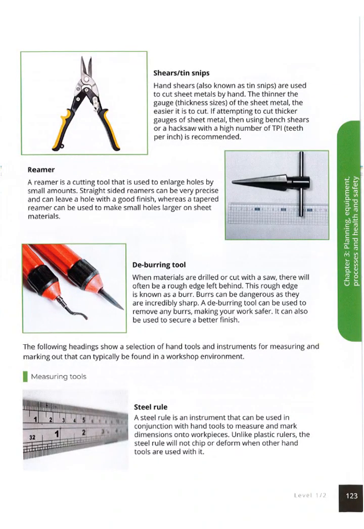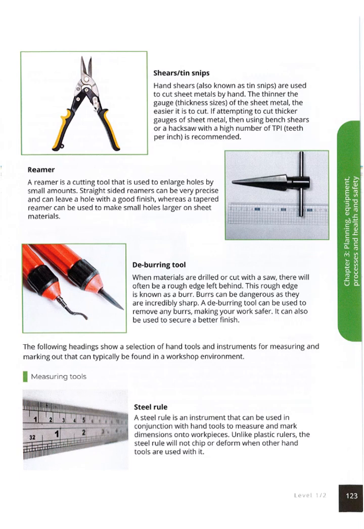Tin snips or shears, either or, I prefer calling them tin snips. So tin snips, also known as hand shears, are used to cut sheet metal by hand. So basically they are scissors for metal. The thinner the gauge thickness of the sheet metal, the easier it is to cut.